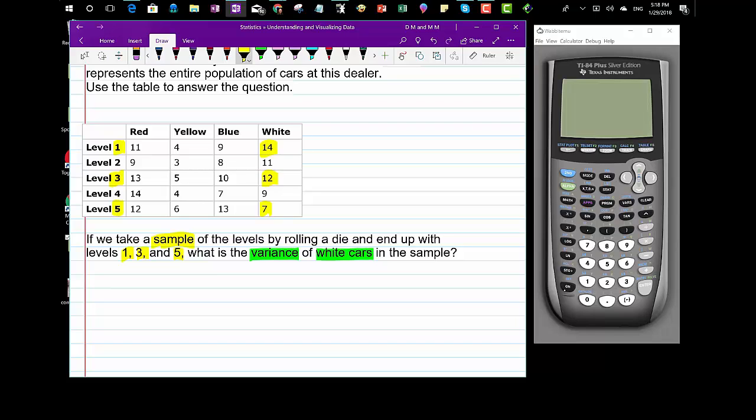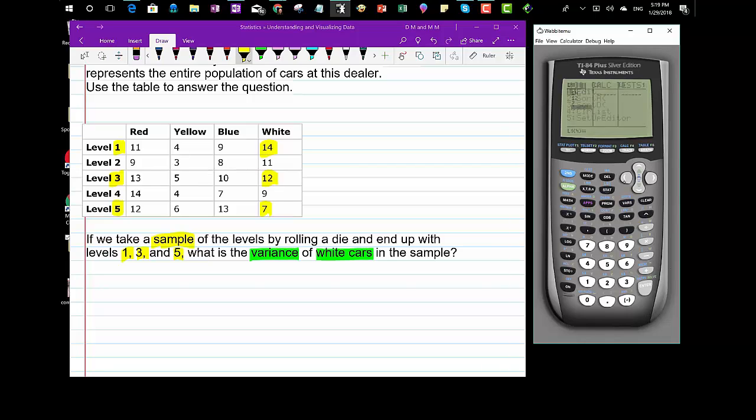So we come over to our calculator, turn it on, and then we press stat, and we need to go to the list first. I come to list and I already have data in it, so I want to clear it. So I arrow up to highlight L1 and I press clear and then enter, and now I enter my data: 14, 12, and 7. Now I'm ready to find my variance.